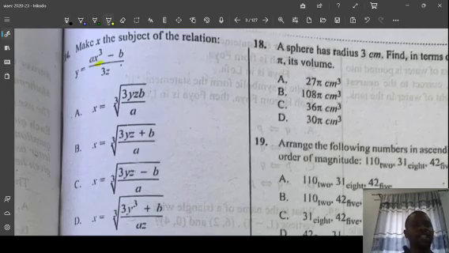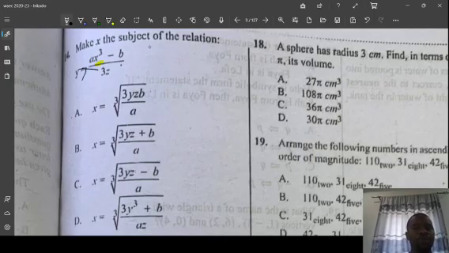So the first and the easiest one to take care of is this fraction. So I'm going to clear it by cross multiplying. So I'm going to cross multiply something like this. So I'm going to have y times 3z, which will be 3yz is equals to ax cubed minus b.